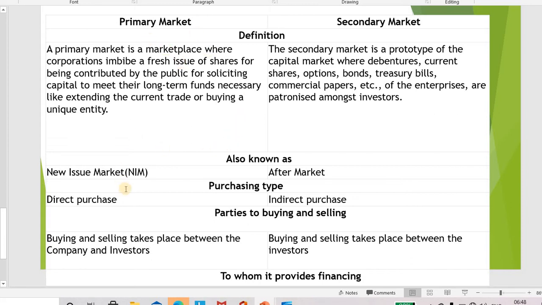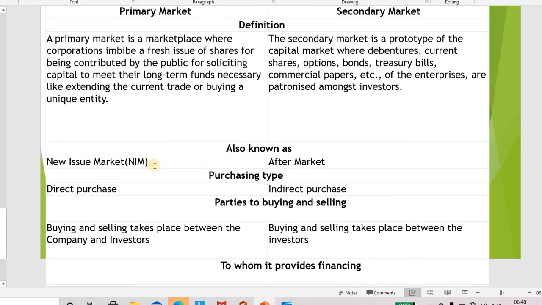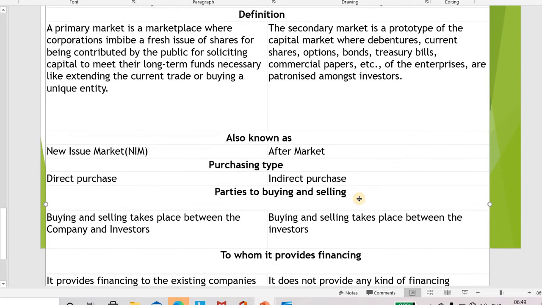Then in the primary market, the first difference is that it is the new issue market, with the company selling directly. Secondary market means it is the after market. In the new issue market, we can purchase directly. In the secondary market, it is indirect purchase. So primary market is the new issue market with direct purchase, and secondary market is the after market with indirect purchase.